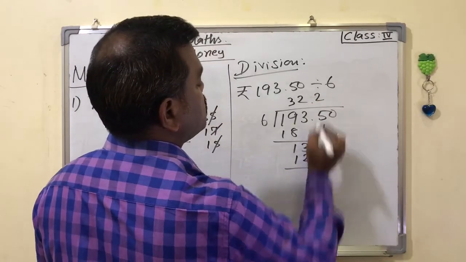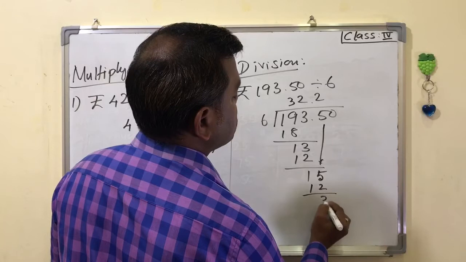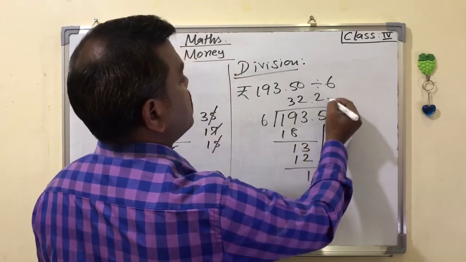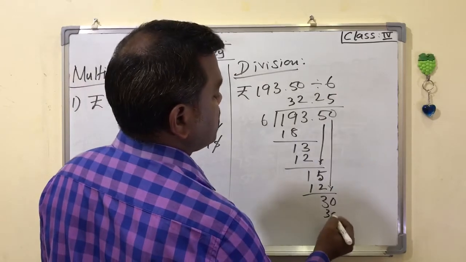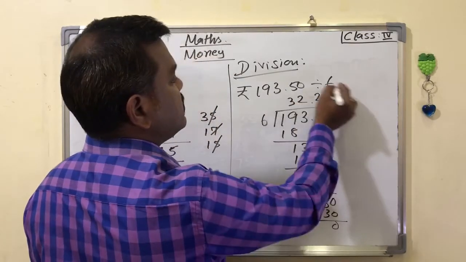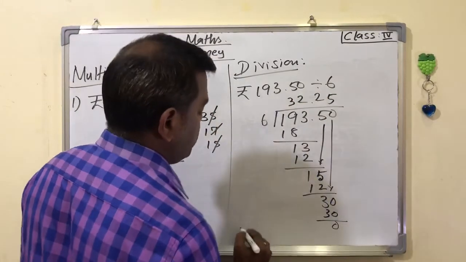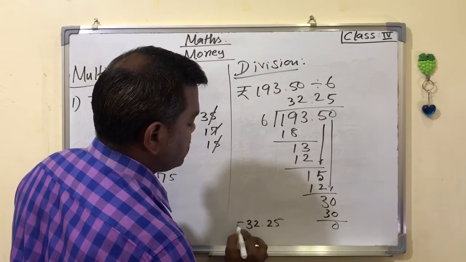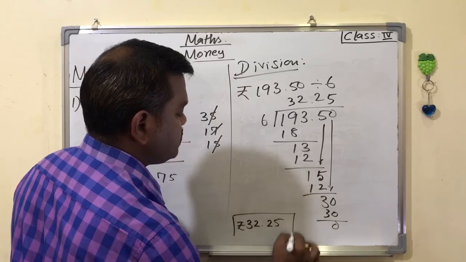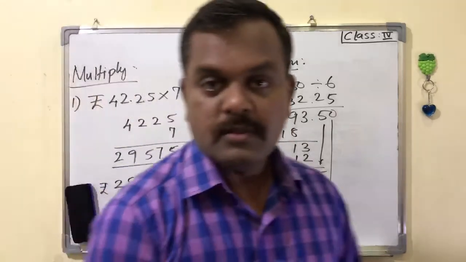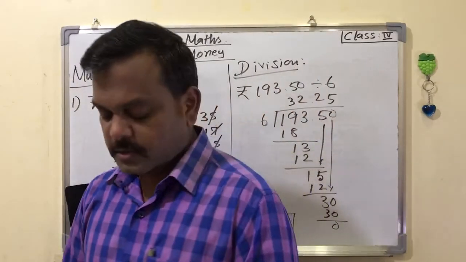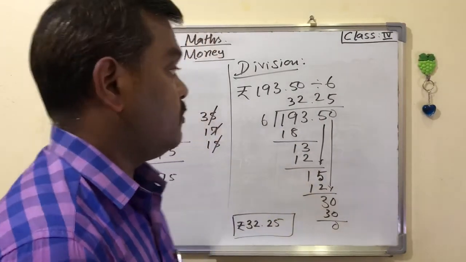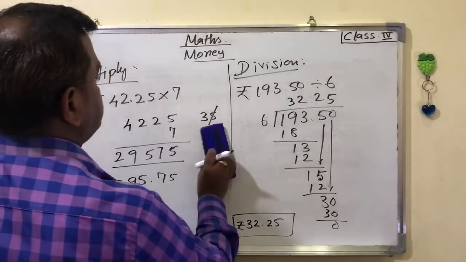15. Again, 2 6s are 12. Balance 3. Bring this 0 down. 30. 5 6s are 30. Balance 0. So our answer is rupees 32.25. 32 rupees 25 paisa. This is our answer. So this is the way you have to divide. Okay, understood? And from here also one word problem we will see. One story sum.